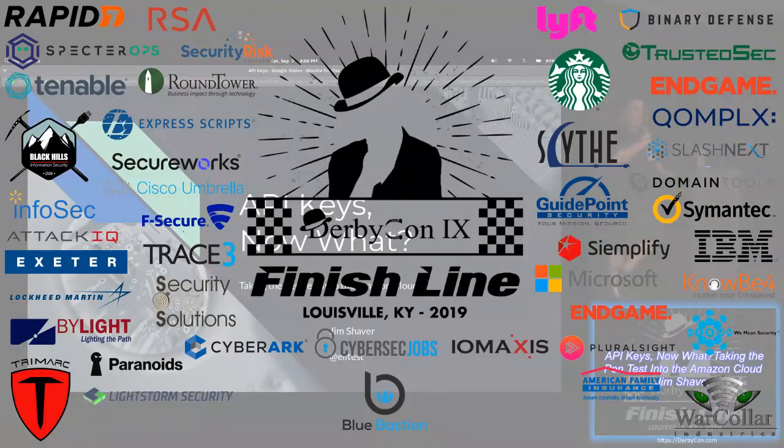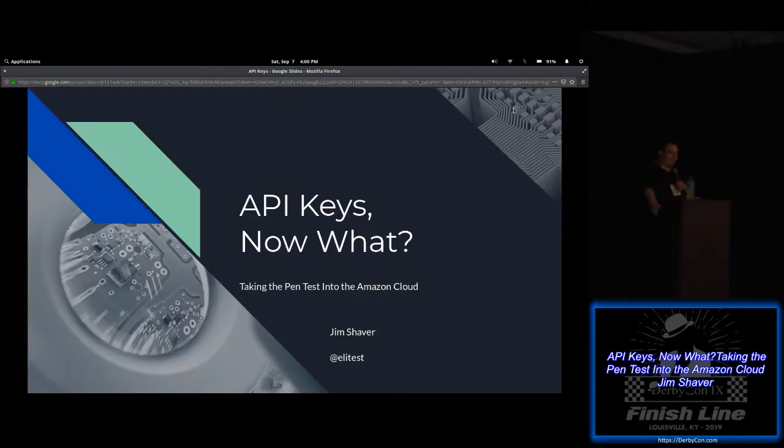My name's Jim Shaber, and this talk is API keys. So we're taking the pen test into the Amazon cloud, and basically, if you're here for GCP or Azure, I may have a couple of tips for you, but it's primarily going to be an Amazon talk. As I said, my name's Jim Shaber. I go by Elitist most places around the web.